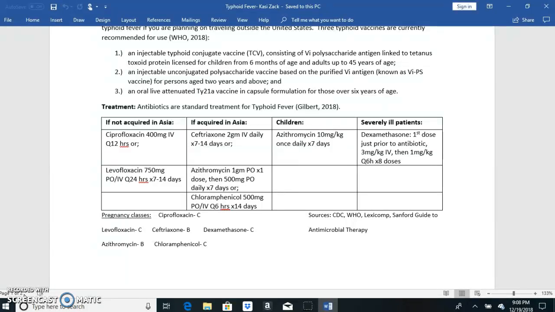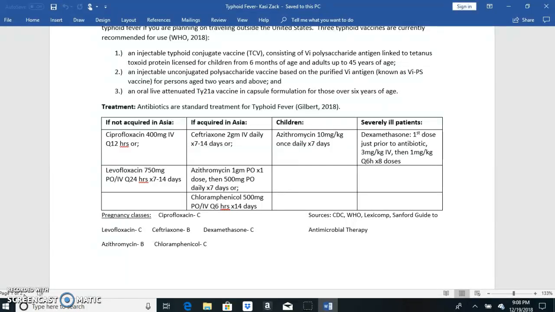Then if you are treating typhoid fever in children, the antibiotic of choice is azithromycin, 10 milligrams per kilogram, once daily for 7 days. And lastly, for severely ill patients, you can use dexamethasone. The first dose is just prior to antibiotic. That's 3 milligrams per kilogram IV, then 1 milligram per kilogram every 6 hours for 8 doses.